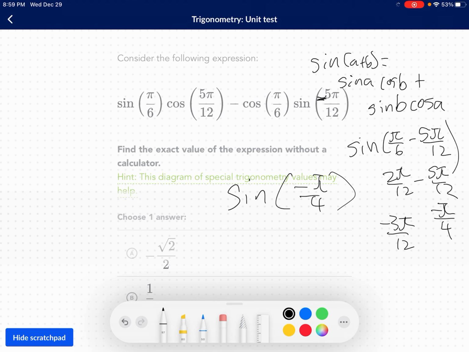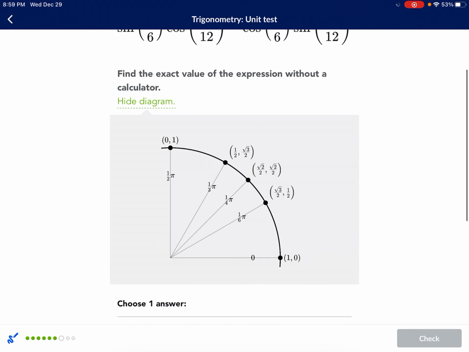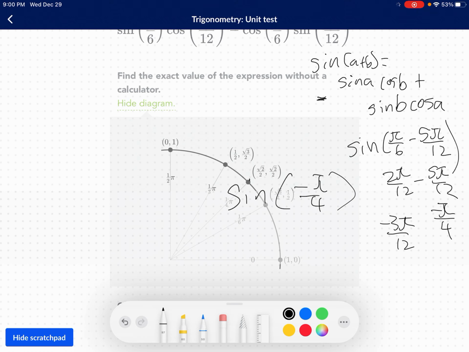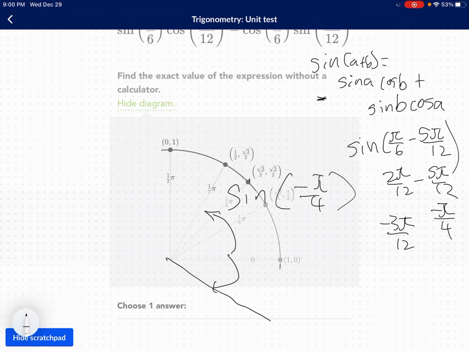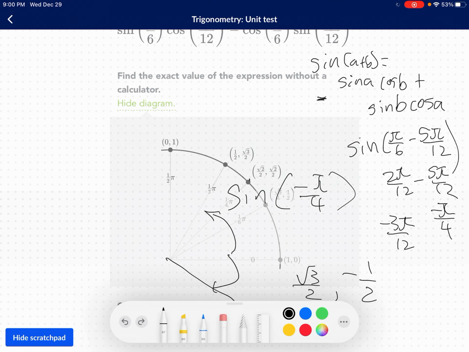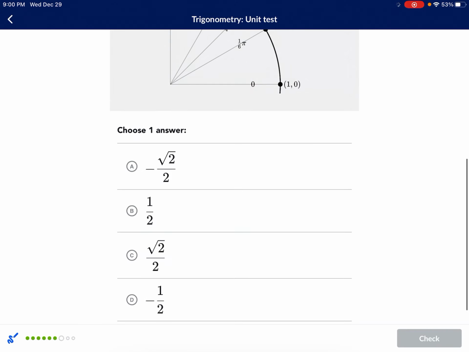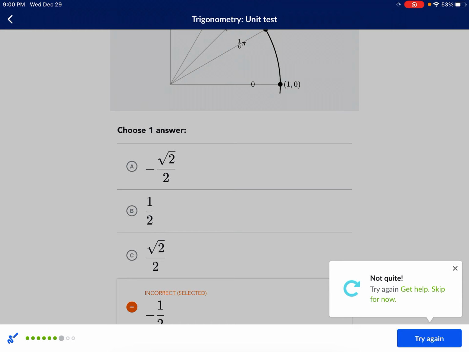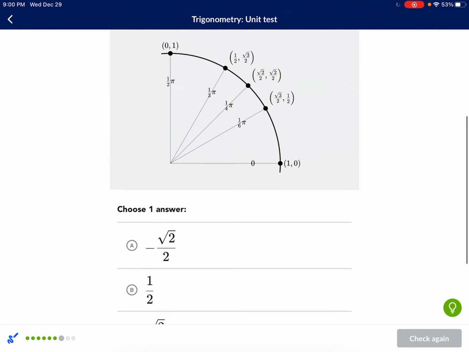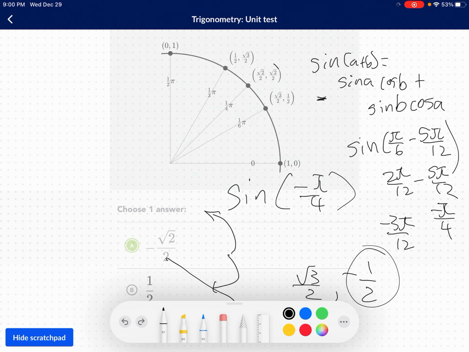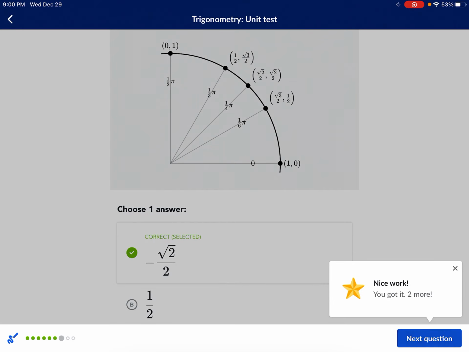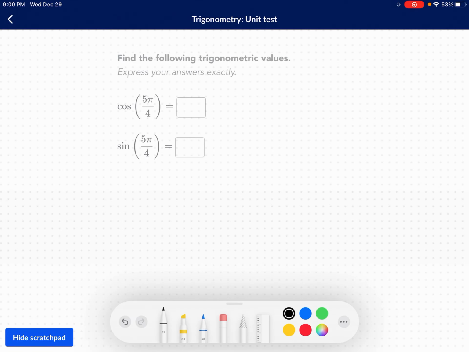And sine of negative pi over 4 is... This is pi over 4. This is negative pi over 4. Over here, this is root 3 over 2, negative a half, just negating this. So the sine is the y value, so it's negative half. Should be negative half. Wait, what is it? Oh my god, it's negative root 2 over 2. I was looking at pi over 6. Okay, careless mistake.